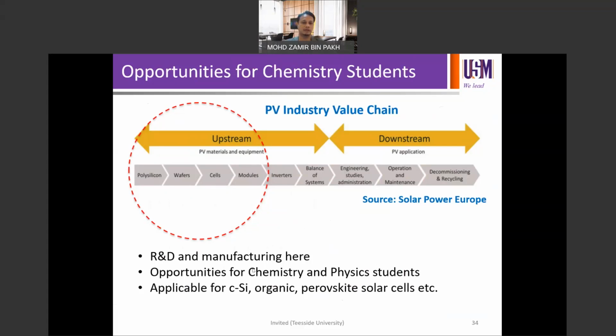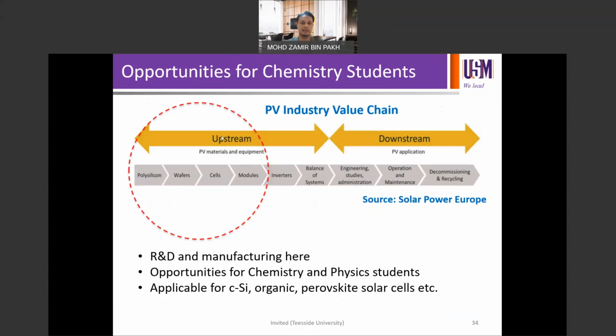So R&D and manufacturing here, in the circle in the upstream. Opportunities for chemistry and physics students are mainly here. For the polysilicon, wafer, cells and modules, this is not limited to crystalline-based silicon solar cells, because I picked this chart from the silicon-based industry. That's why you see polysilicon, wafer, cells and modules.